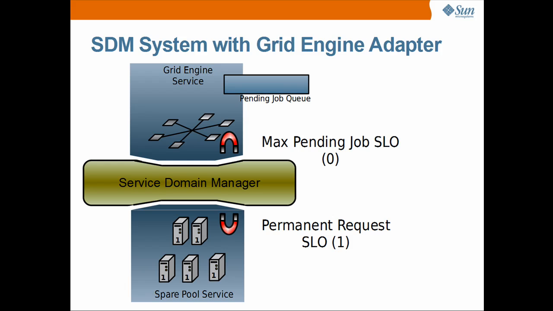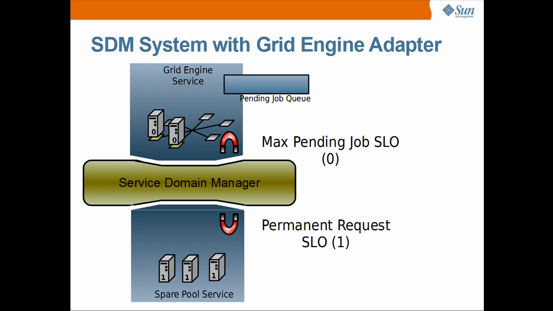At the beginning, the cluster was empty and no job was queued in the pending queue. All resources were located in the spare pool service. We submitted 2 jobs that queued up in the pending queue, and the max pending job SLO requested 2 host resources with the urgency of 10. The requested resources were moved from the spare pool into the Grid Engine service and added to the cluster. The pending jobs were scheduled on the hosts and the pending queue became empty.